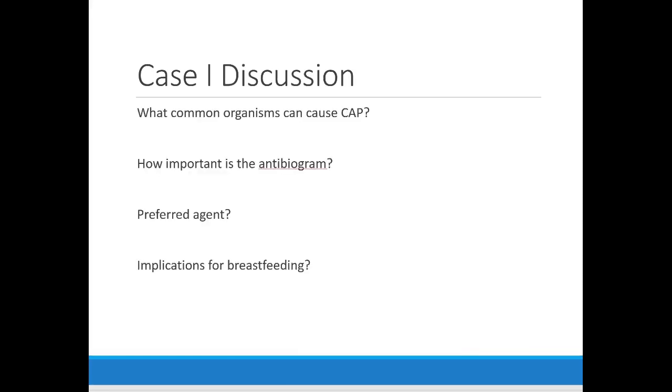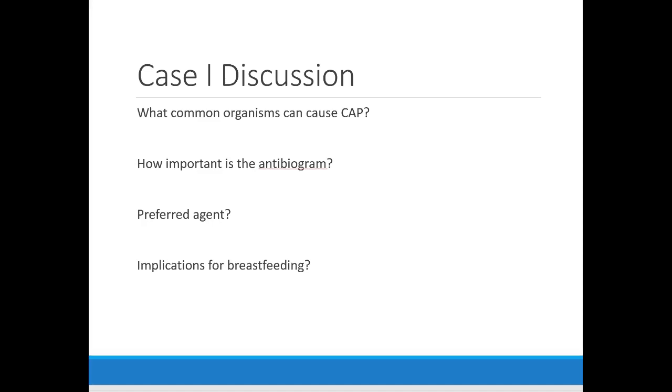And so here's some discussion, some takeaway points I think are important to understand about ID. So what's a common organism that causes community-acquired pneumonia? The common organisms would be Streptococcus pneumoniae and your atypical pathogens. Atypical pathogens are commonly Mycoplasma, Legionella, and Chlamydia pneumoniae. Those three are the common ones that are thought of as atypical. Mycoplasma is probably the most common atypical community-acquired pneumonia pathogen.